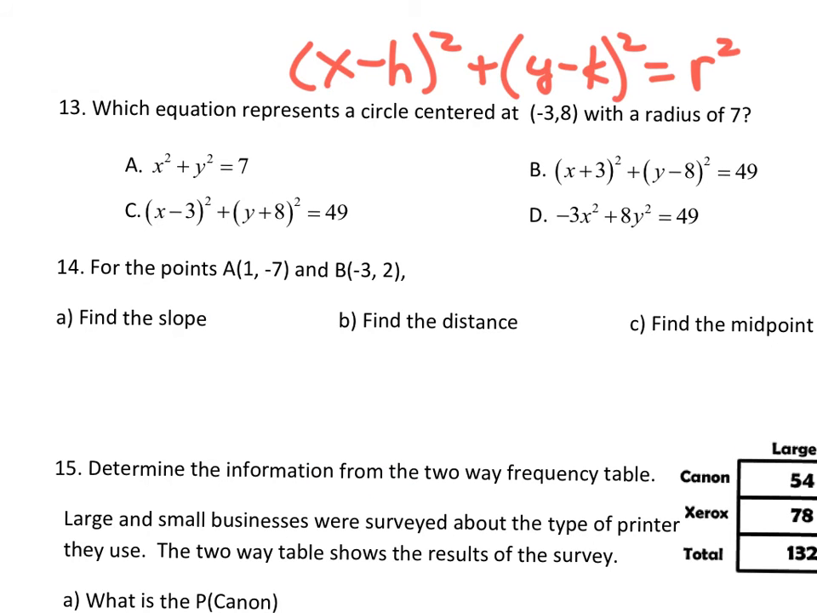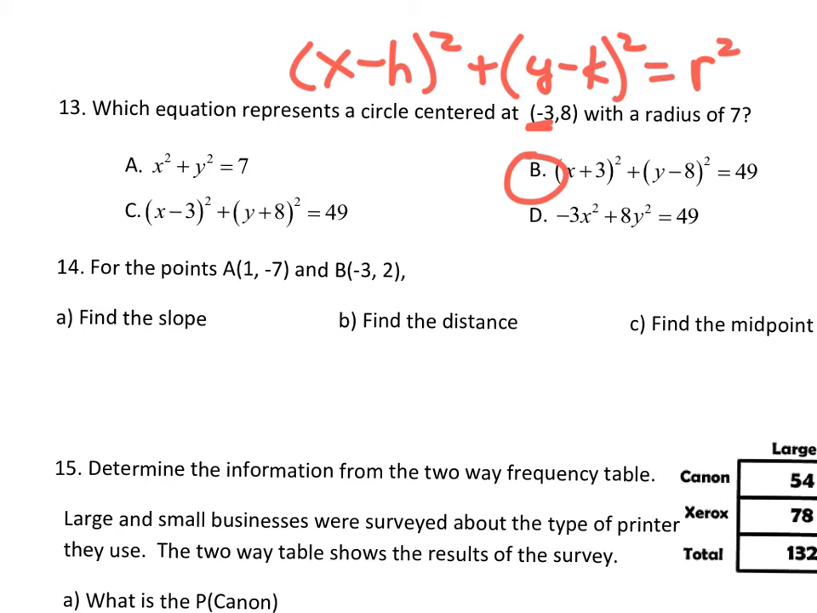Here's our formula for the equation of a circle. The key idea is that we have to switch the signs of the center and square the radius. So switching the signs for the center, the -3 becomes +3, the +8 becomes -8, and 7 times 7 is 49, so the answer is B.